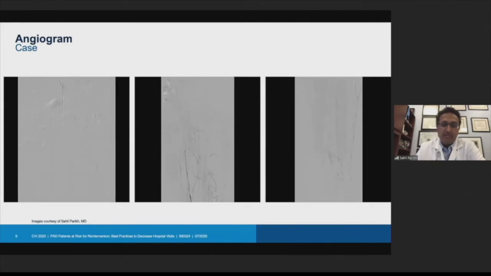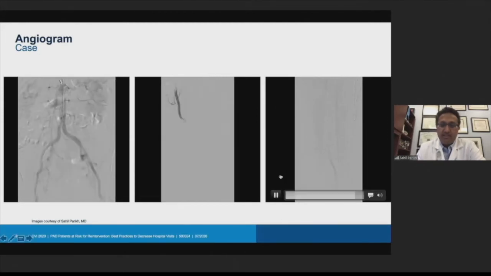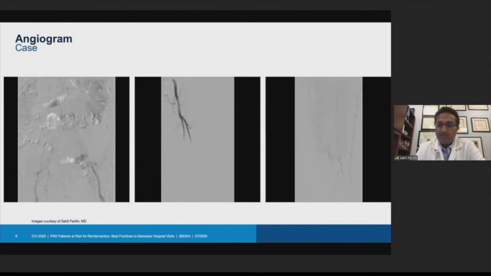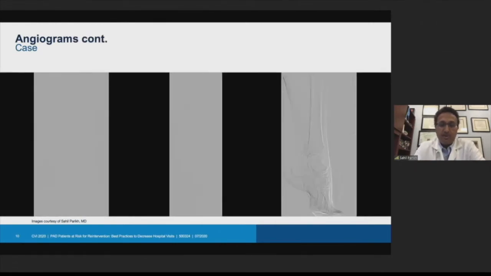You can see the inflow is relatively clean, and she has a relatively short occlusion of the distal SFA with reconstitution via profunda collaterals. And as you'll see, she has pretty good runoff below the knee. So this is not one of those shock-and-awe cases that you'll see from my colleague, Dr. Shishehbor, shortly. This is a day in the life of a peripheral interventionalist. And this is the type of patient that would have been enrolled, I think, in the clinical trials.